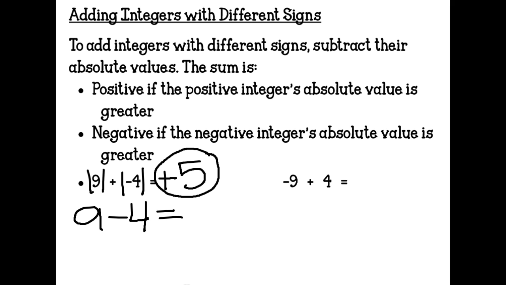Here I have negative 9 plus negative 4. So which one has the greater absolute value? That's the negative 9. So my answer is going to be, not negative 9, it's going to be a negative number. So I take the absolute value of these numbers, and I have 9 minus 4, which is again 5, but now it's a negative 5.